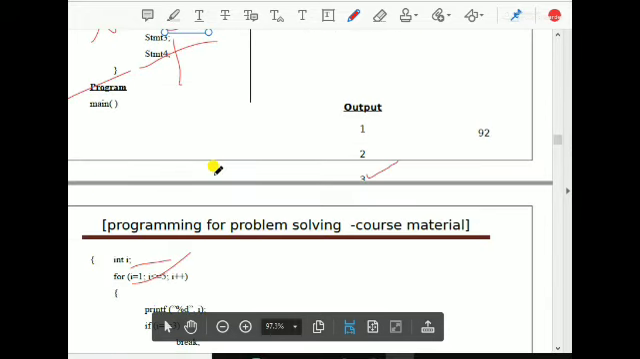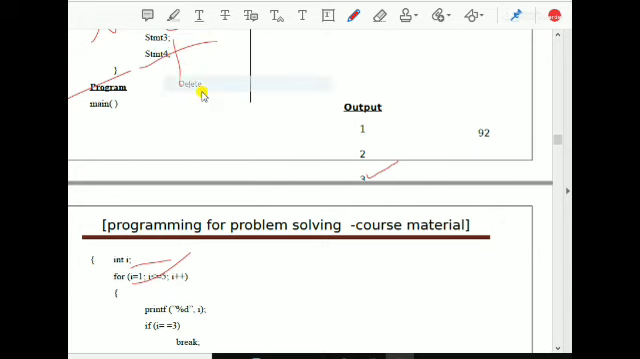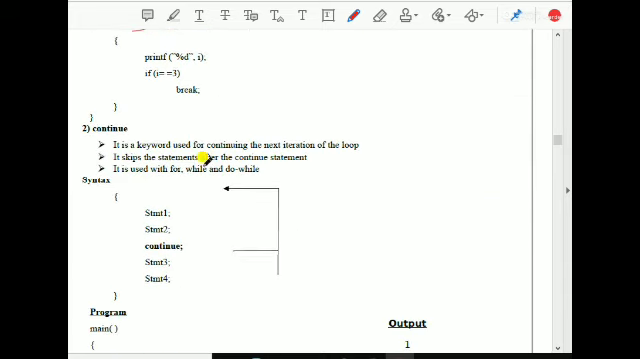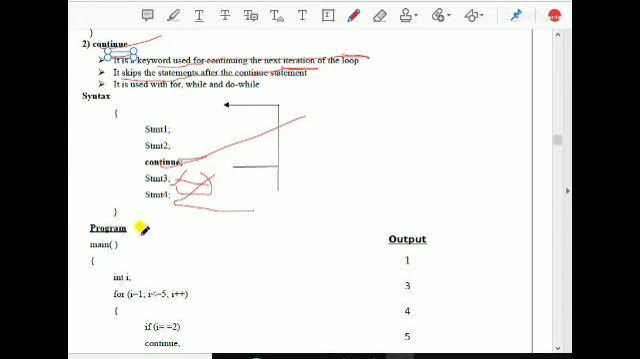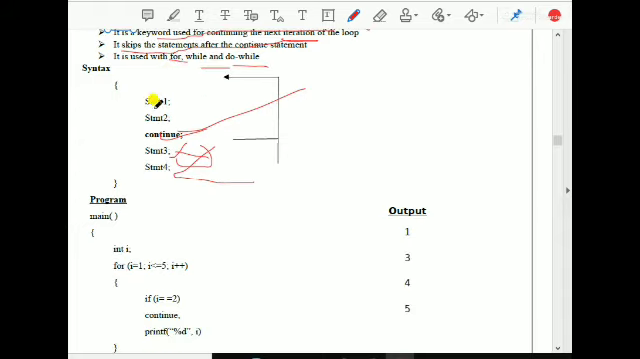Like you can easily remember with break, cycle break or anything break. For continue you can easily write: continue is a keyword used to continue with the next iteration of the loop. From the name only you can remember, it skips the statements after the continue statement. Like if you are using continue, it will skip the third condition and directly go to the fourth condition. You can use continue with for, while and do while also. For iterative statements you can usually use it.